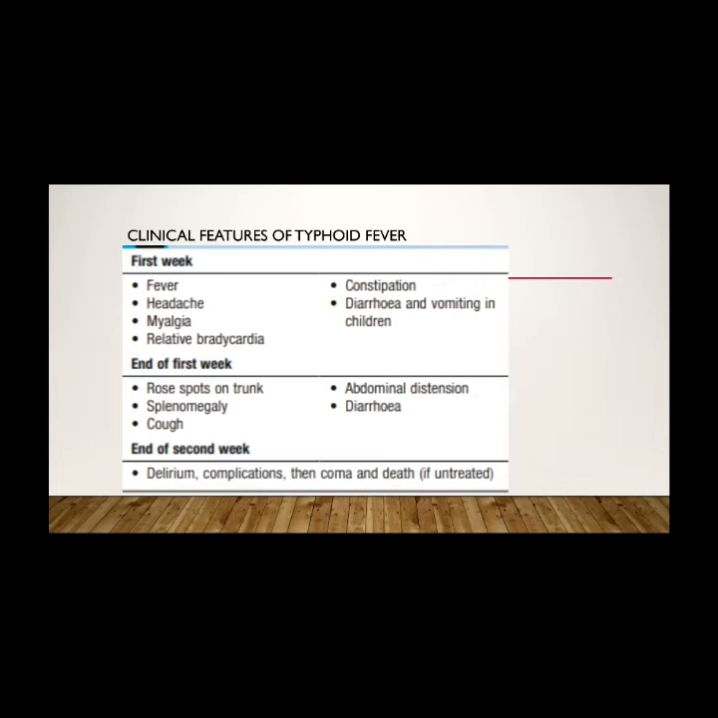Now, what are the clinical features according to the weeks? We can divide them into 3 groups. In the first week, as I said, there is fever with constitutional features of headache, myalgia, and constipation; diarrhea and vomiting may also develop, especially in children. At the end of the first week, there are rose spots on the trunk, and also splenomegaly, cough, abdominal distension, and diarrhea. And at the end of the second week, the patient will develop delirium, complications, even coma and death if he is not treated properly.